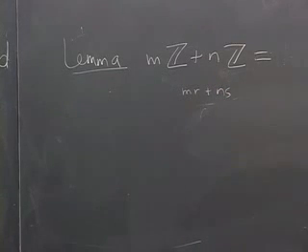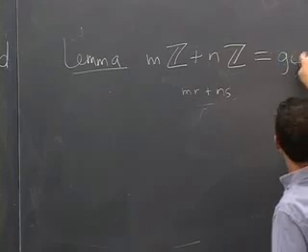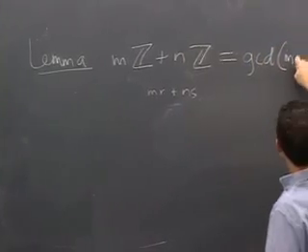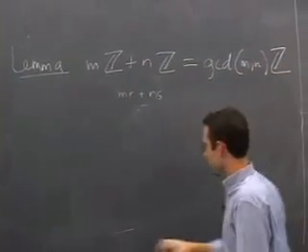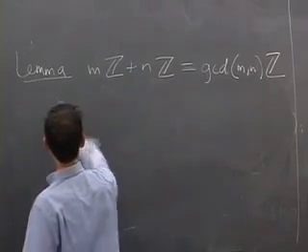But we know what all the subgroups of Z look like. They look like some number, some positive integer, in fact, times Z. So any guesses as to what this is? Go ahead. Exactly. The answer is gcd(m, n)Z. That was a hard one to guess.